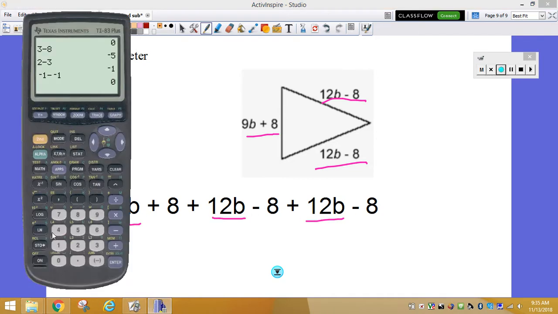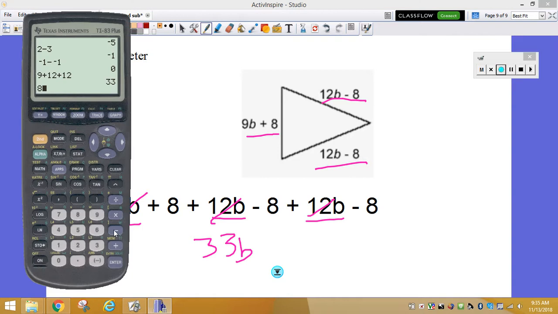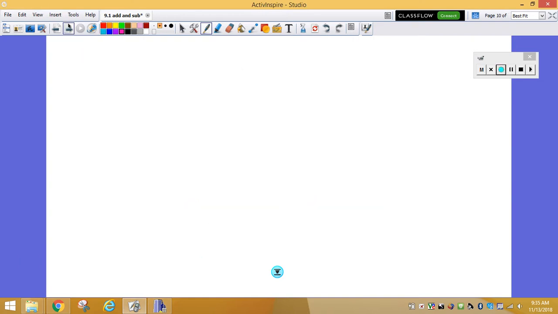So again, I can add all my B's. So 9 plus 12 plus 12 is 33. And leave it a B. Got it, got it, got it. Then I combine all my 8s. So I have an 8, and then a minus 8, and then a minus 8. And that gives me negative 8. So the perimeter of that triangle is 33B minus 8. So go try that worksheet and let me know if you need help.